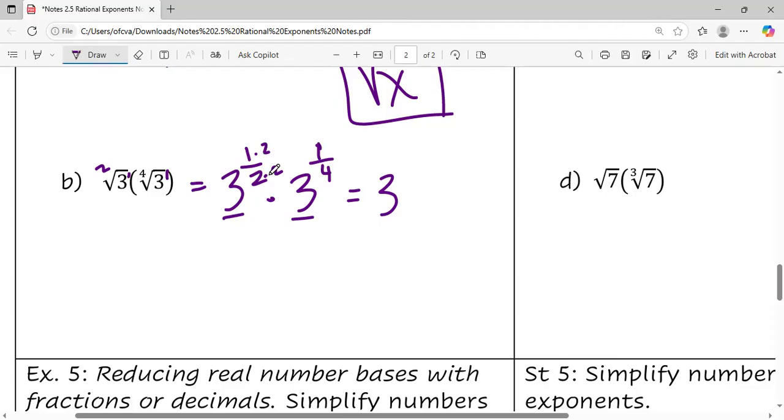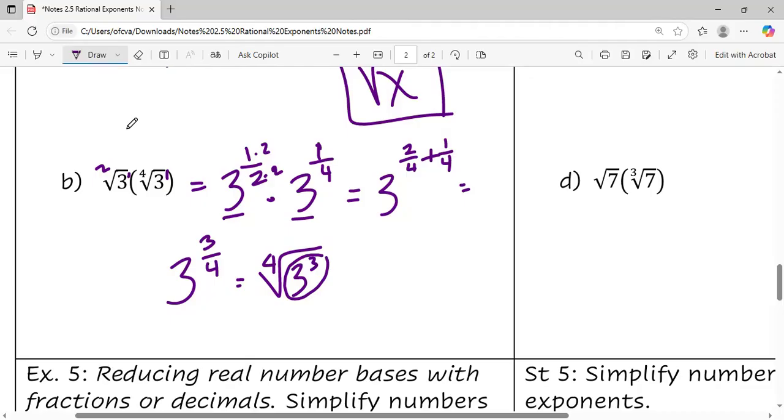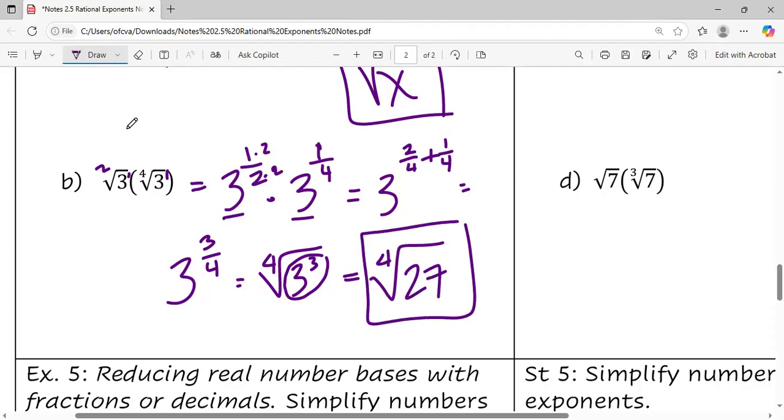We need the same denominator for the fractions. So if I just take the first one and multiply the whole fraction by 2, then we're going to end up with 2/4. So this becomes 3 to the 2/4 plus 1/4. And that's going to give you 3 to the 3/4. Now remember the answer was in radical form. When we turn this to radical form, we have the fourth root of 3 to the third. And because this is just a constant, that can be expanded. So we can actually simplify 3 to the third. So that becomes the fourth root of 3 times 3 times 3, or 3 to the third, which is 27. There's your answer for that one.